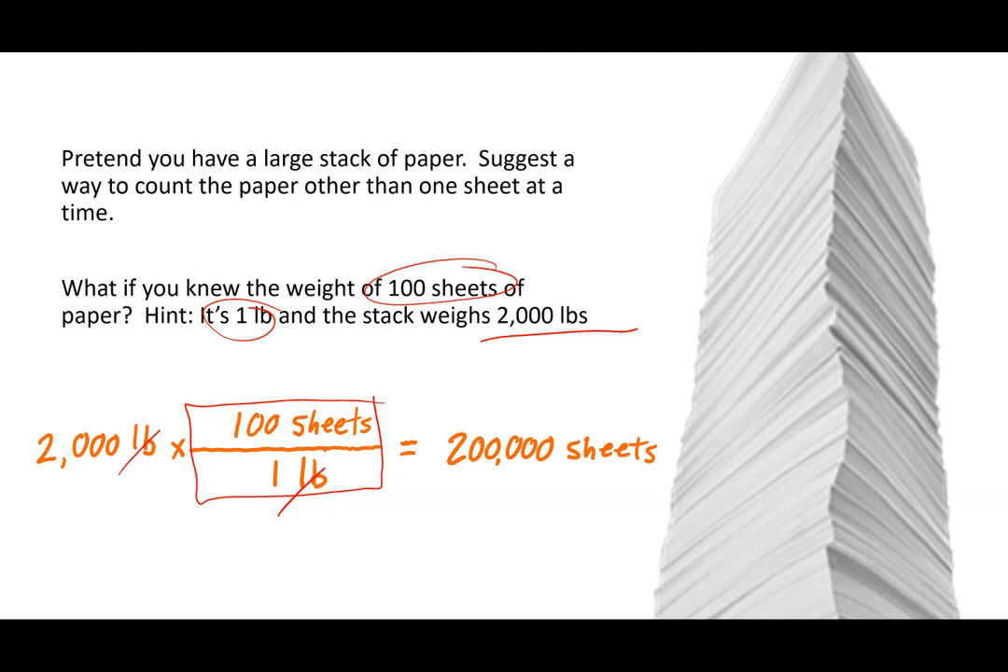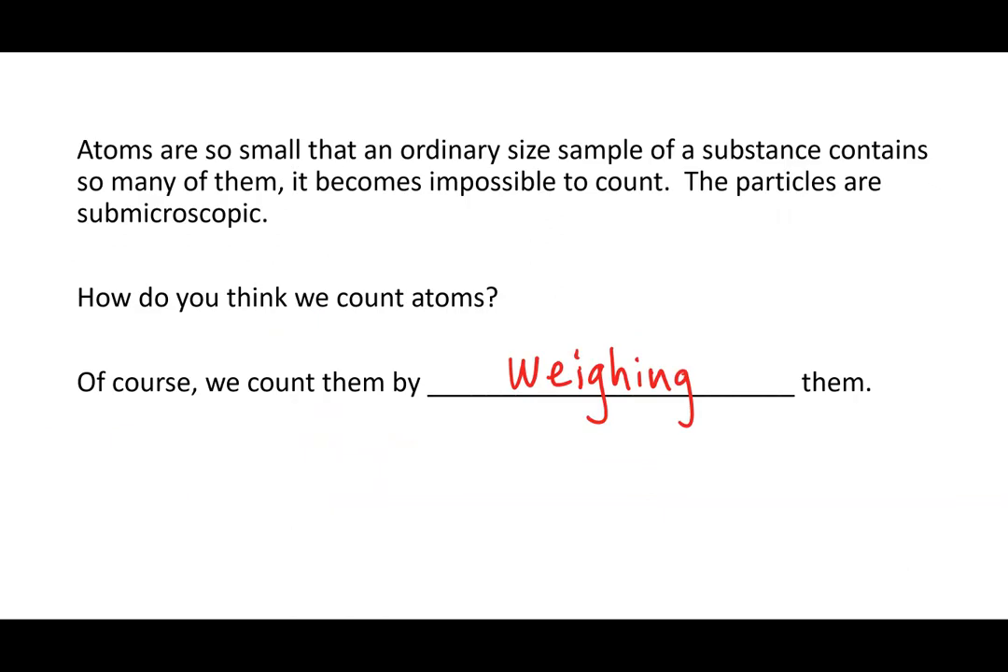Instead of using paper or anything else, I suppose this could be used for those games where you try to guess the amount of pieces of candy in a jar. Okay, that's another application of this. What we're going to do in chemistry is count atoms. All right, atoms are so small that an ordinary sized sample of a substance contains so many of them that it becomes impossible to count. The particles are considered submicroscopic, meaning they're below the microscopic level. So, how do you think we count atoms? Of course, we count by weighing them.